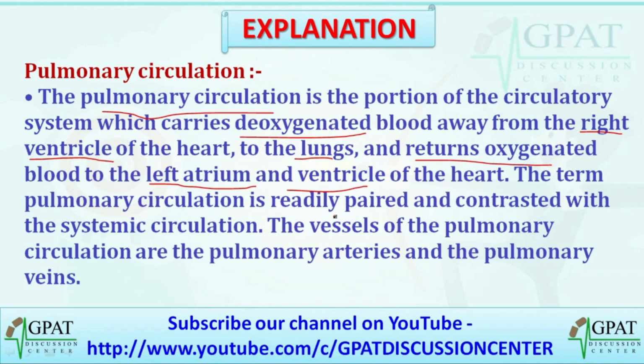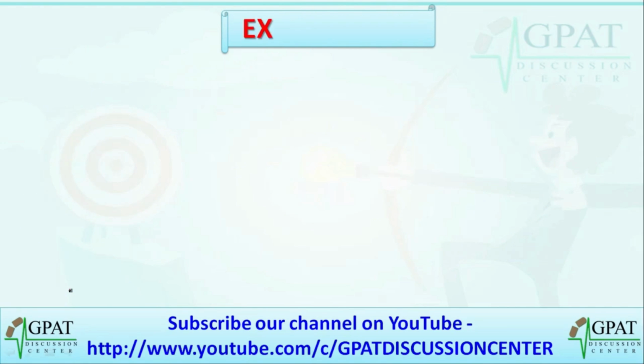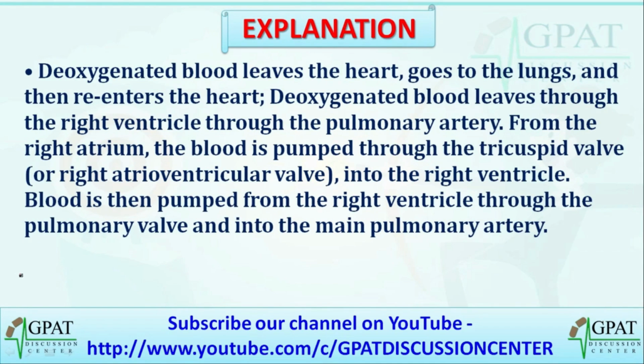Hence the vessels of the pulmonary circulation are the pulmonary arteries and the pulmonary veins. So from this we can understand that deoxygenated blood leaves the heart, goes to the lungs and then re-enters the heart. So how is it possible that deoxygenated blood leaves through the right ventricle? Just try to learn that deoxygenated blood leaves through the right ventricle through the pulmonary artery.